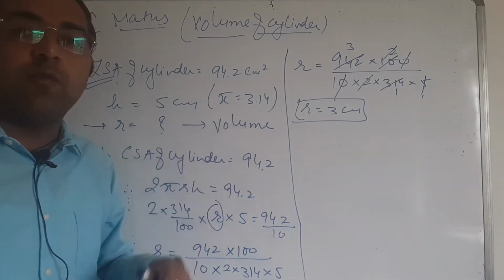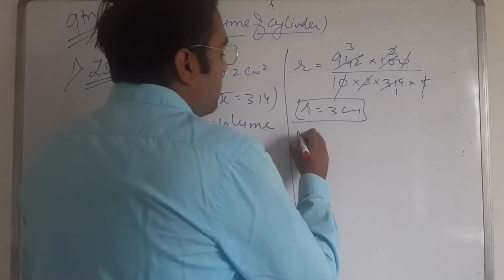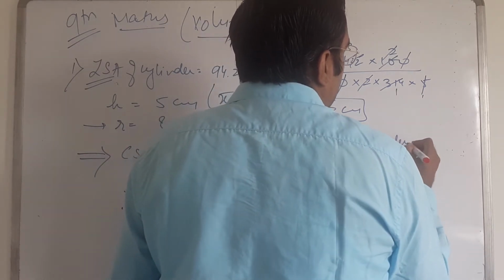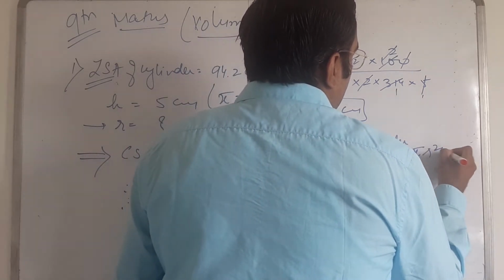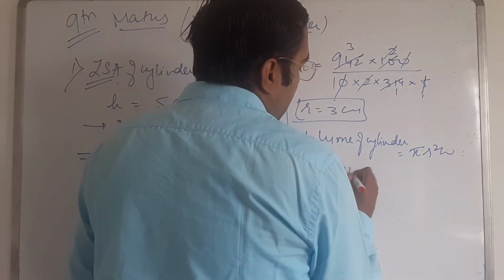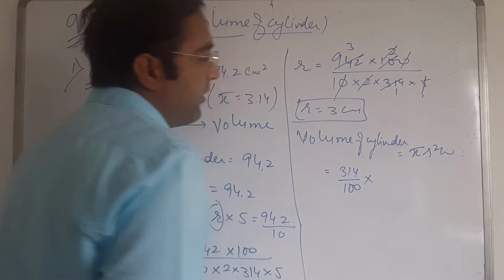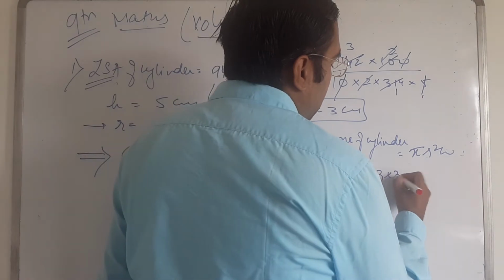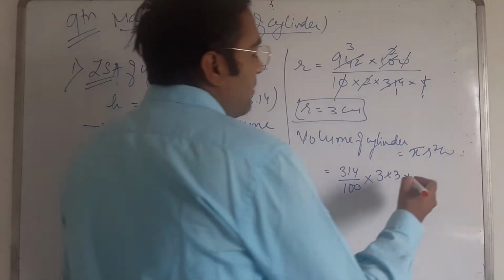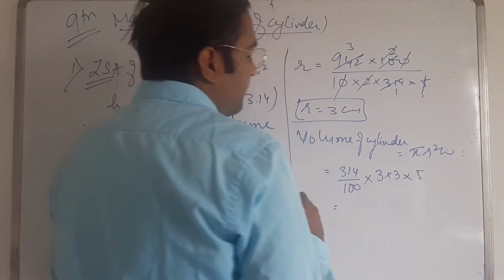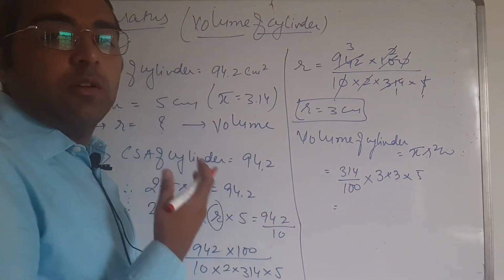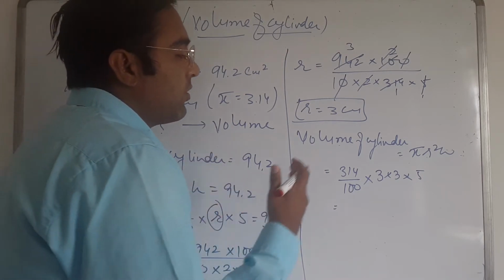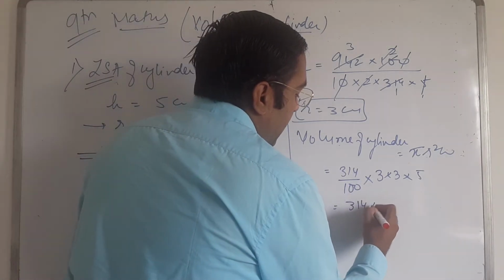Now we have to find the volume of the cylinder. So volume of the cylinder is pi r square h. So take pi as 3.14. So 314 upon 100 into r, the radius of the cylinder, that is 3. So 3 into 3 into height, which is given as 5 centimeter. Take 5, without cancellation, so I'll take the numerical part as it is.